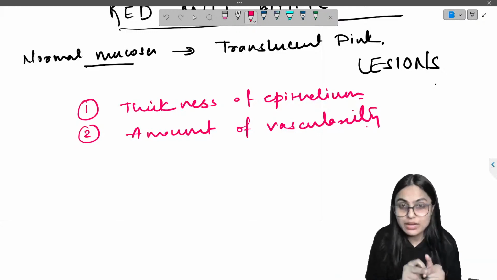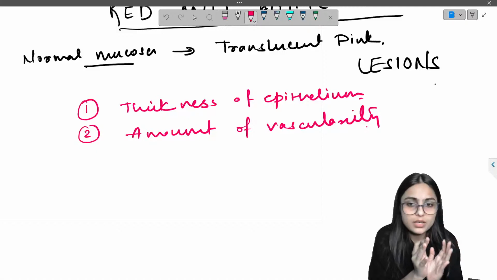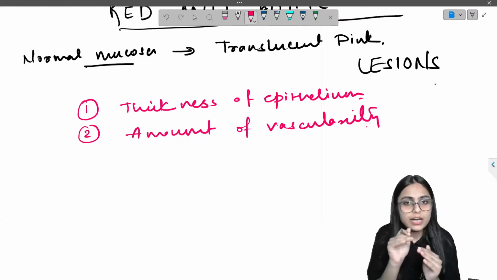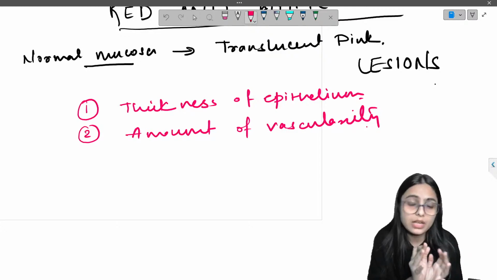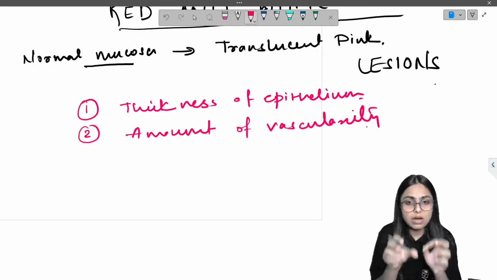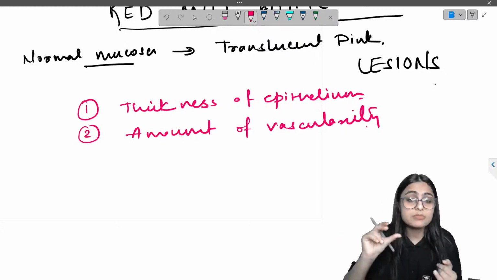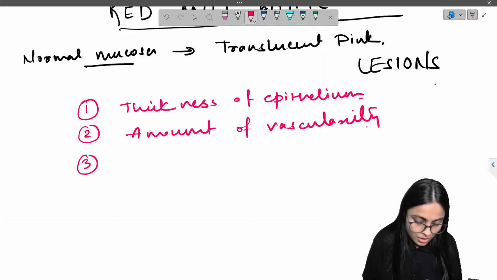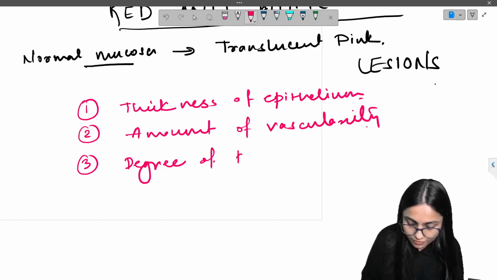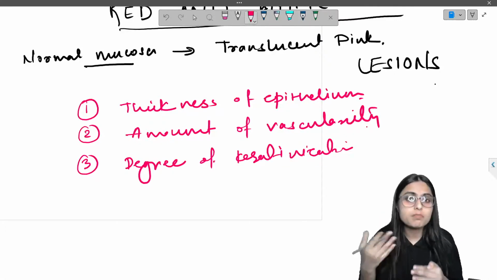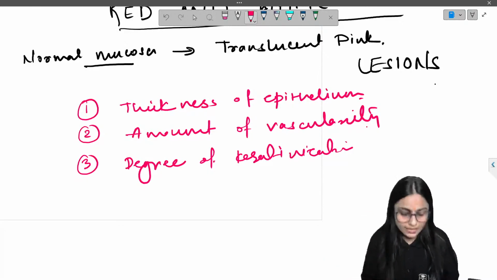But change in the vascularity will make mucosa white. If there is a decreased vascularity under the mucosa, it will make mucosa white. Now, in which conditions this amount of vascularity changes, we are going to see. In which condition thickness of epithelium changes, we are going to see that. The third reason that we have is degree of keratinization. Increase in keratinization process makes mucosa white in color.